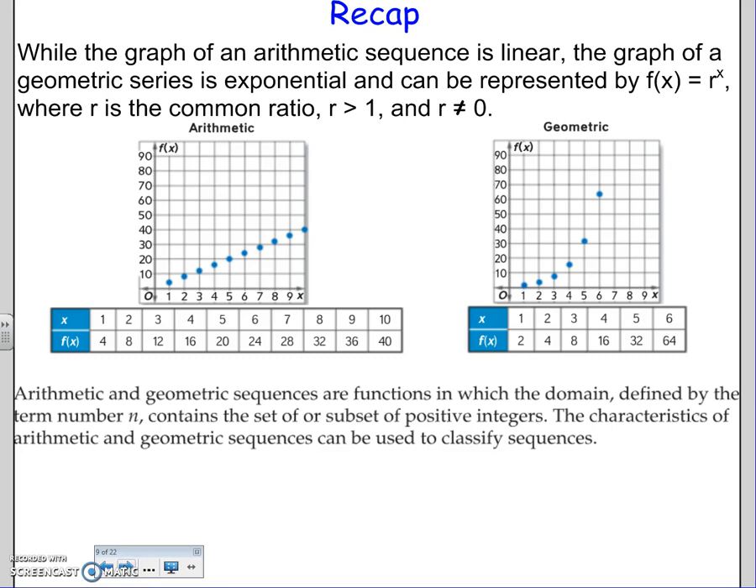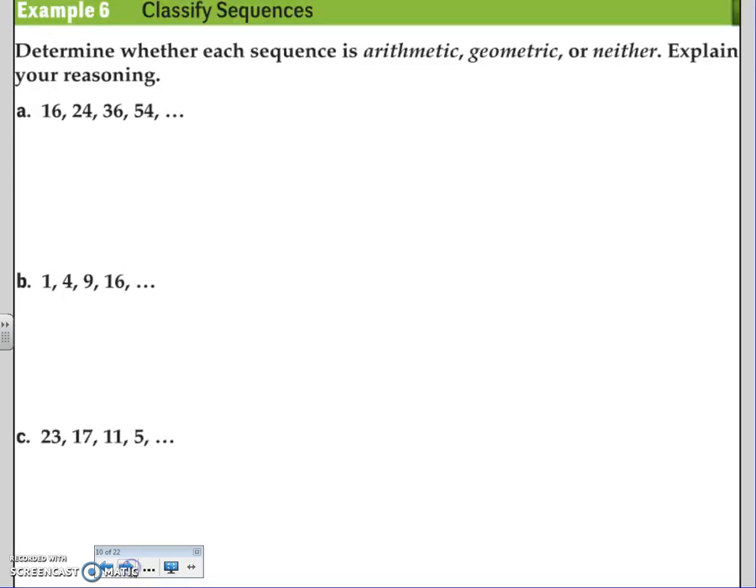Alright, so recap. While the graph of an arithmetic sequence is linear, the graph of a geometric sequence is exponential. It can be represented by f of x equals r to the x power, where r is a common ratio, has to be more than 1, and r can't be 0. So again, arithmetic is a line, geometric is exponential, and for these functions, the domain is defined by the term number n, a subset of the positive integers, and the characteristics of those sequences can be used to classify them. So one last slide.